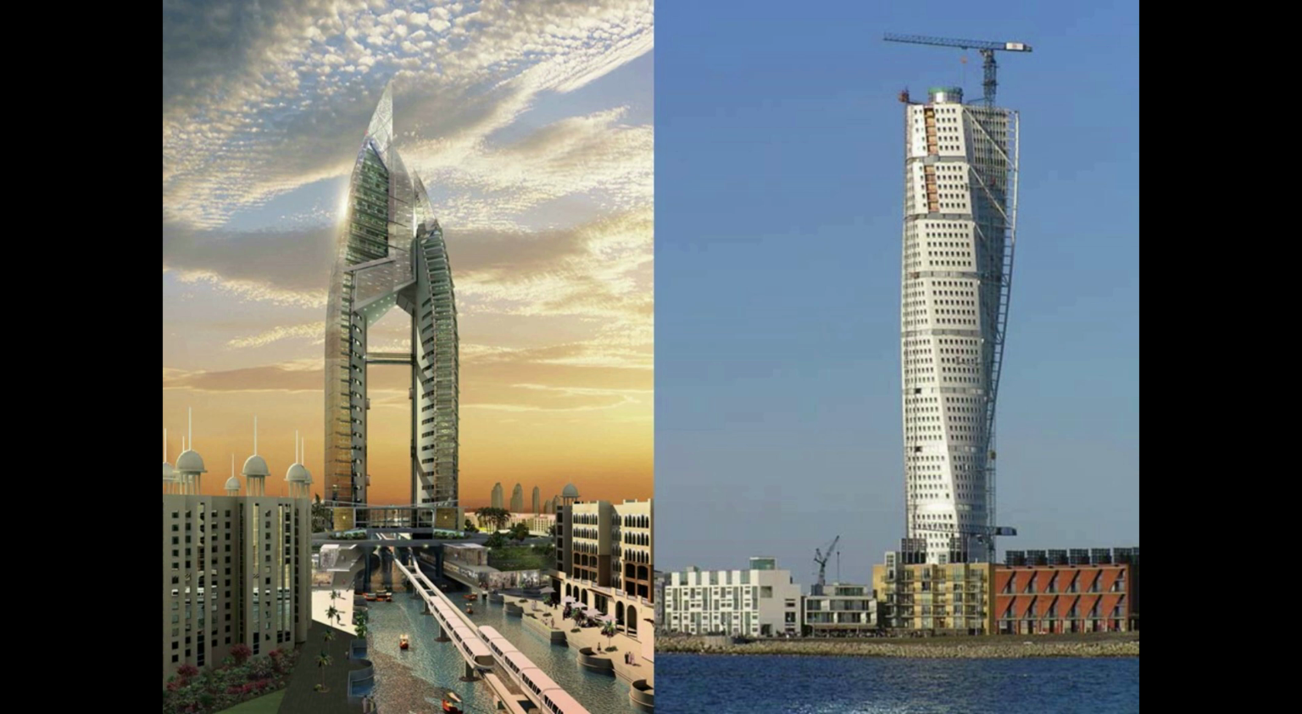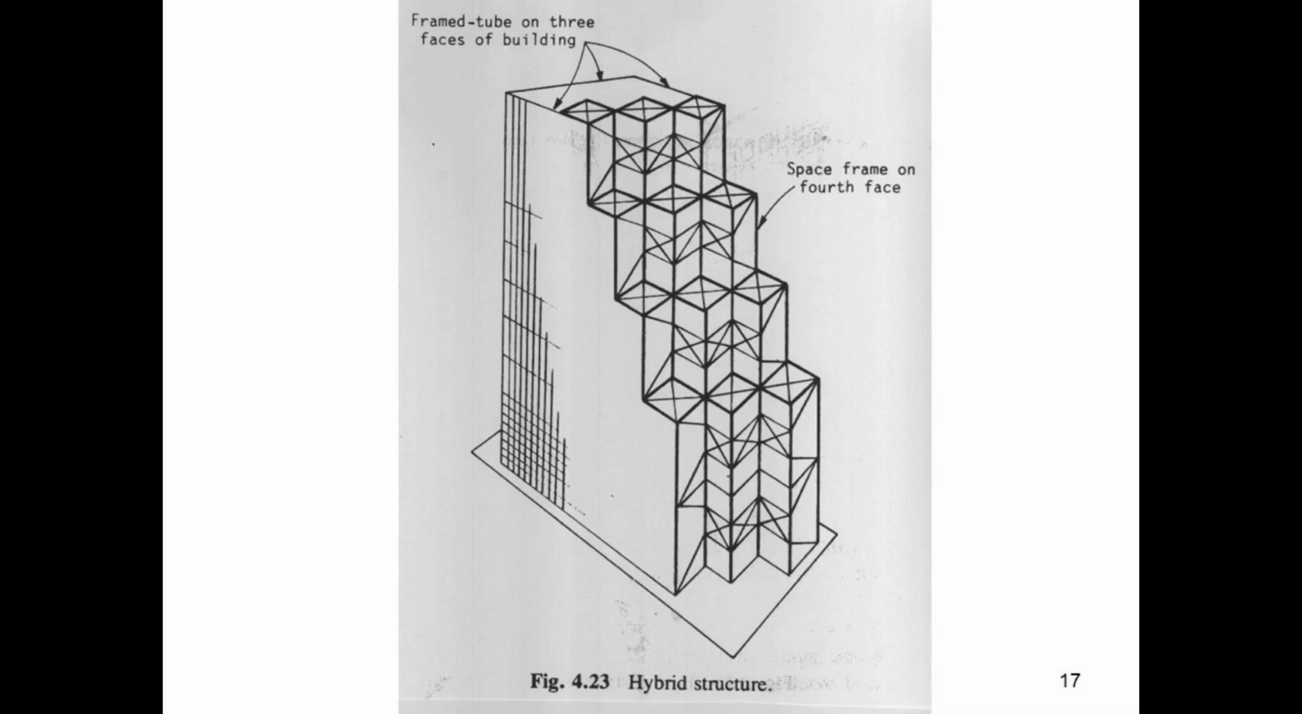engineers must improvise and combine basic structural forms in the same building. Sound knowledge of structural form and behavior is a prerequisite for hybrid structure. Here are examples of hybrid structure. As you can see, the structure is a combination of a few basic types of tall building structural form systems. In this structure, the structure is built up based on the combination of frame tubes on 3 faces of the building, and space frame on the 4th face.